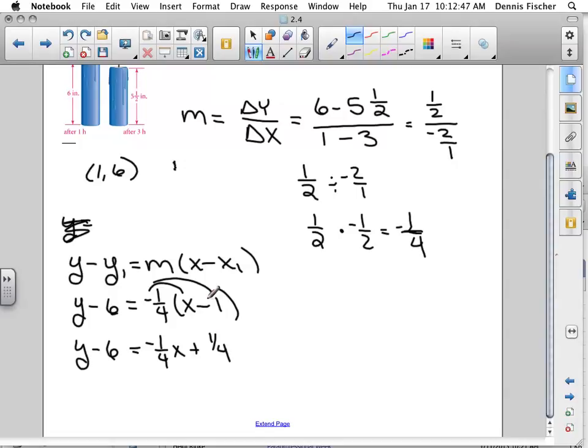Okay? -1/4 through, -1/4 x plus 1/4. Now what? Try to get y by itself. Add 6. Okay, I'm going to add 6 to both sides. So I have y equals -1/4 x plus 6 1/4.